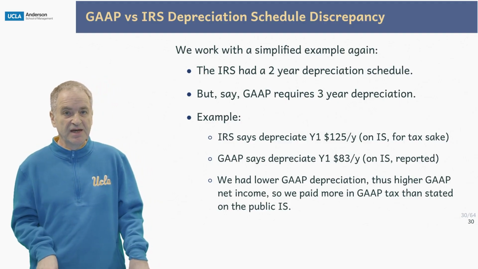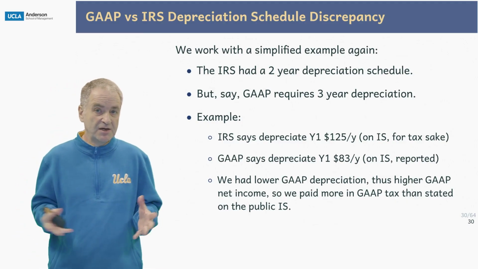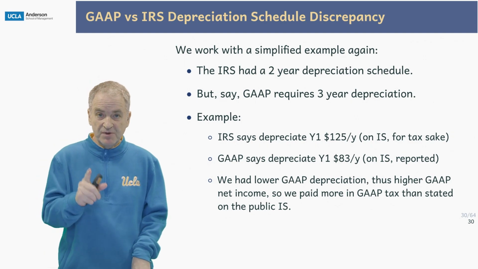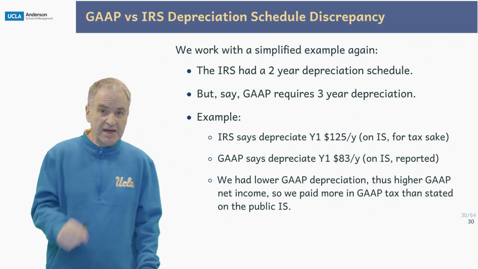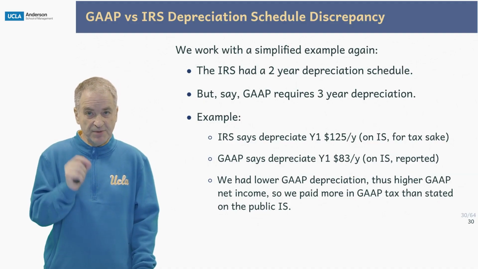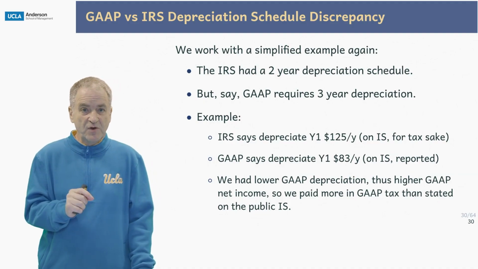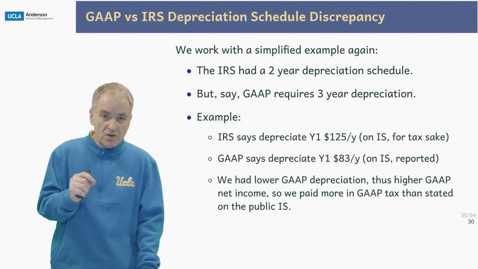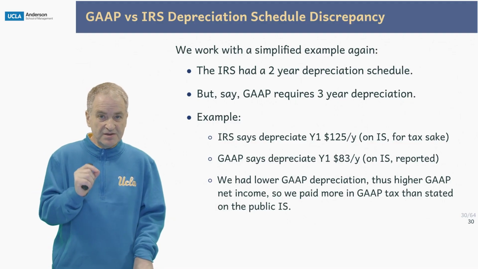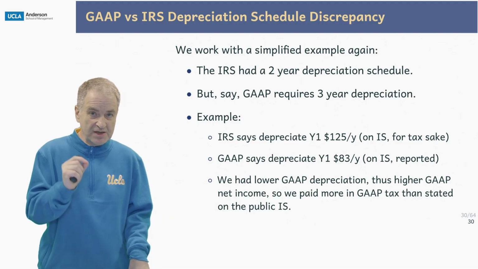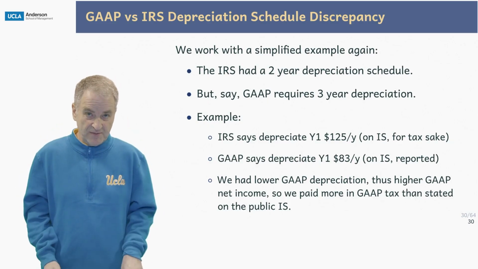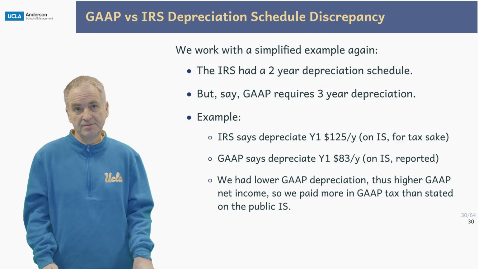So in this particular case with our factory, the IRS said we can depreciate our factory by $125 per year, but GAAP, the public number, said only $83 per year. So we had lower depreciation on the public financial statements. Therefore, we had higher net income. So if I calculate the tax based on 40% of my GAAP income, it's going to state that I actually paid more in taxes on my public financials than I actually paid in real life. And that's what we have to adjust for here.